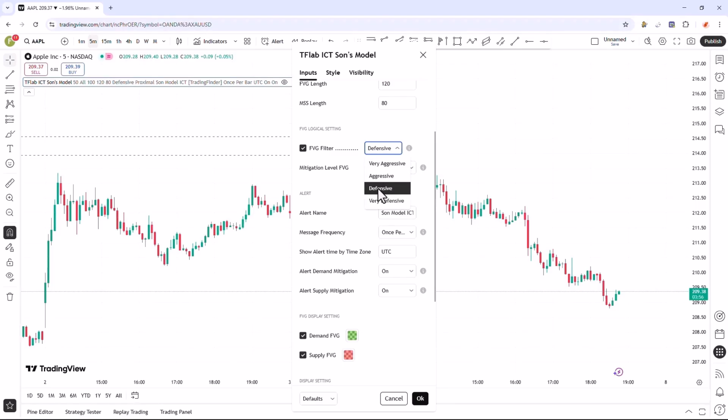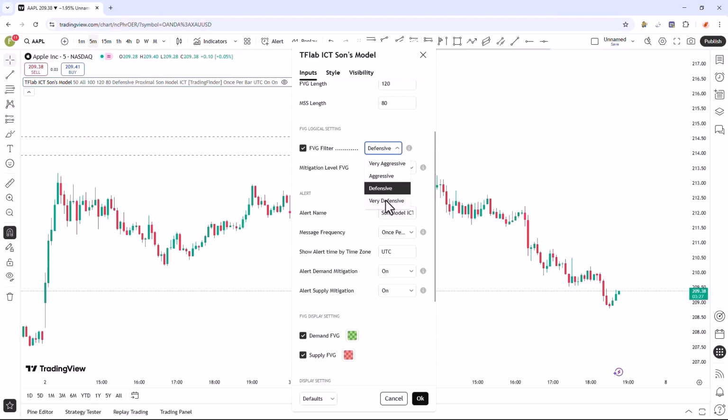By selecting the third mode, which is called defensive and is the default mode of the FBG filter, it examines the structure and size of the middle candle, which must have a significant body, and it considers specific conditions regarding whether it is bullish or bearish.